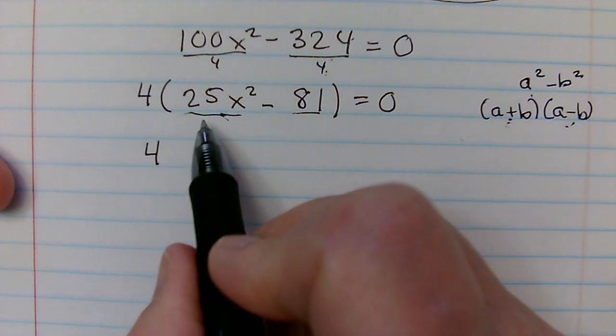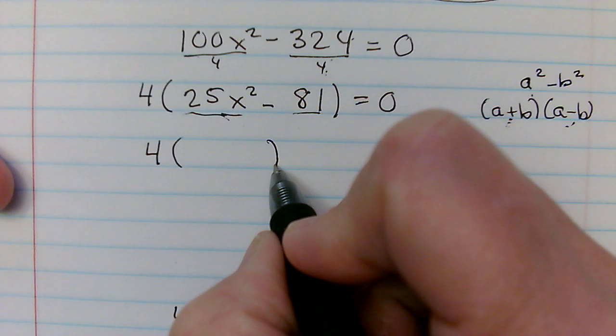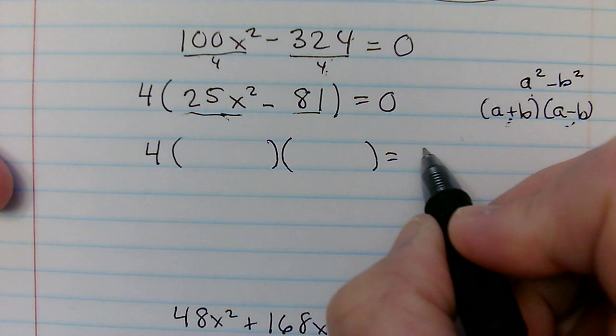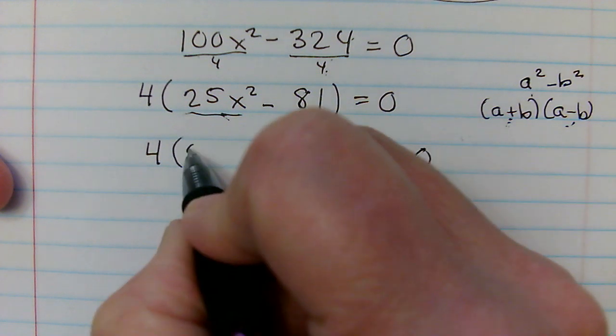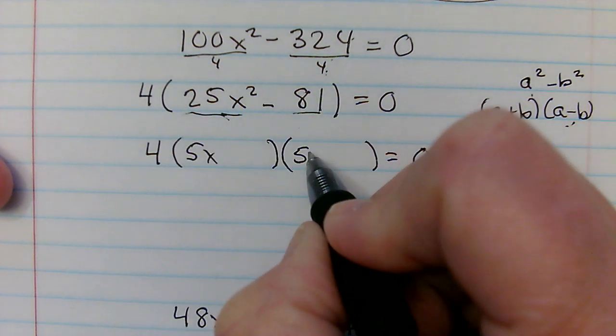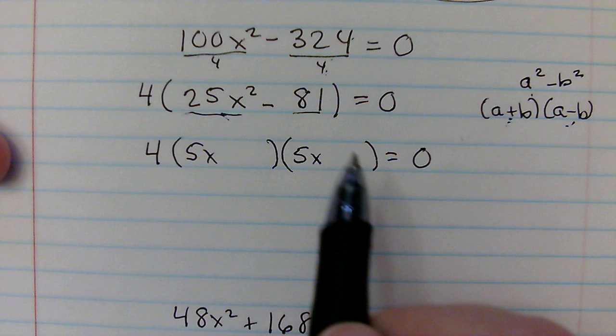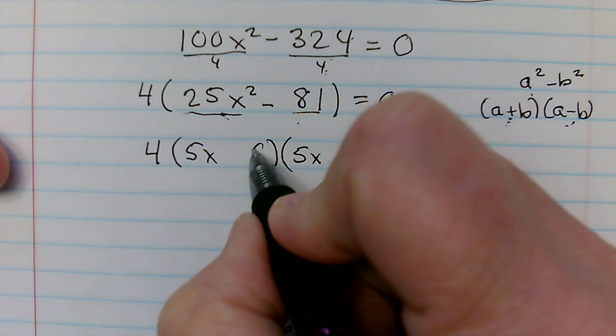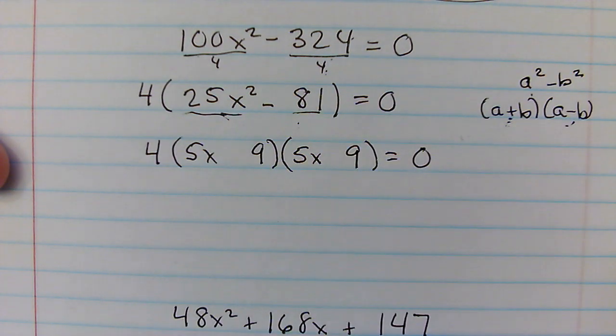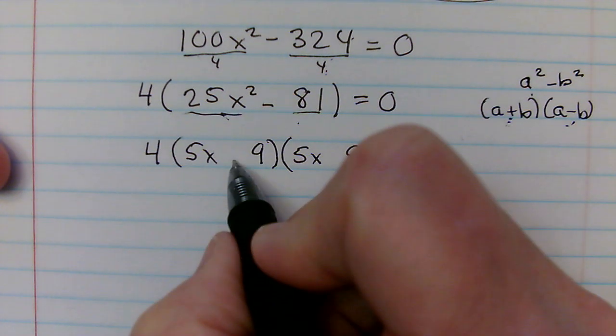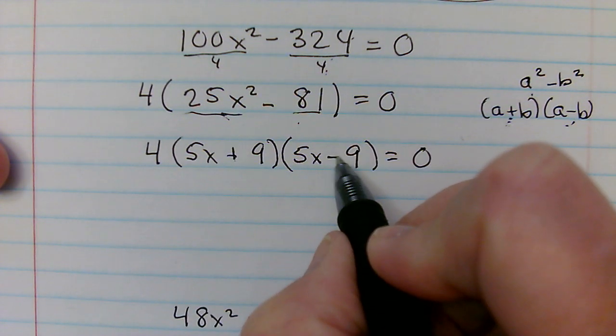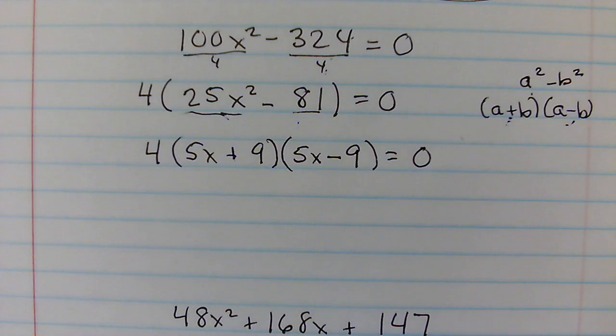So the square root of 25x squared is 5x, so I put that at the beginning of both sets of parentheses. And the square root of 81 is 9, so I put that at the end of both sets of parentheses. And then I put plus in one parentheses and minus in the other. It doesn't matter which, because they're the same.